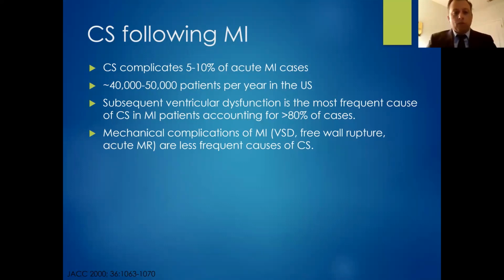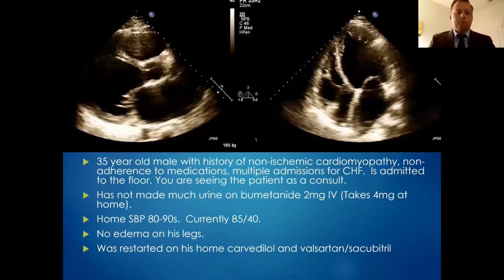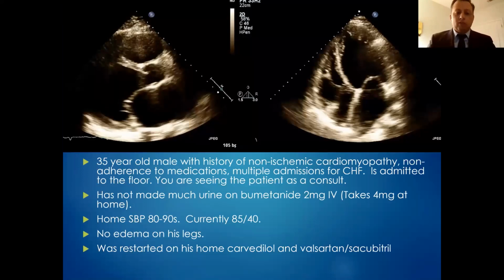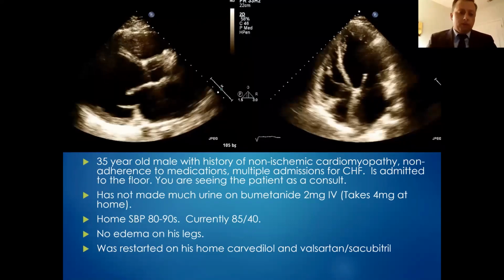Here's the next case, a 35-year-old male with a history of non-ischemic cardiomyopathy and non-adherence to medications, mainly because he has difficulty getting the medications. He has multiple admissions for heart failure, being admitted at least once a month, and is admitted to the floor to medicine. You're seeing the patient as a consult, and currently he has not really been making much urine.